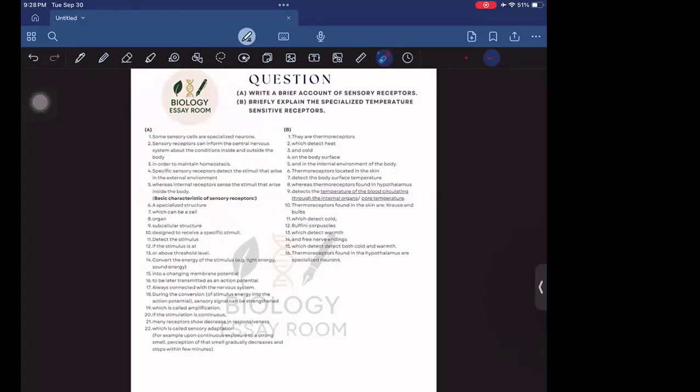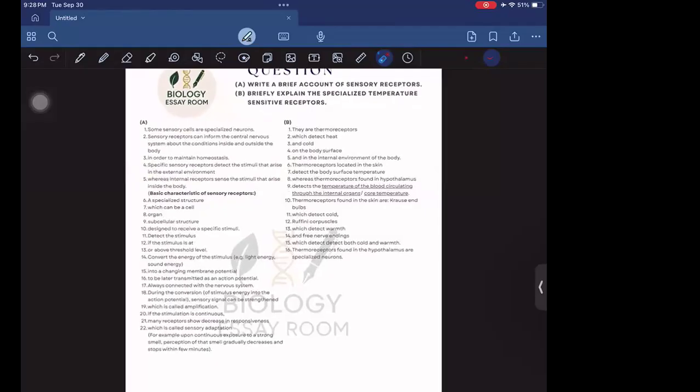Okay. So why do they have the ability to inform the central nervous system about the conditions inside and outside? So that they can maintain homeostasis. That is the third point. Specific sensory receptors detect the stimuli that arise in the external environment, and there are others which are internal receptors, and they can sense the stimuli that arise inside the body. Okay, so five points are here, and then basic characteristics of sensory receptors.